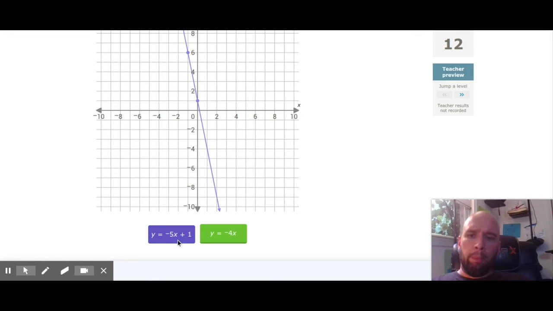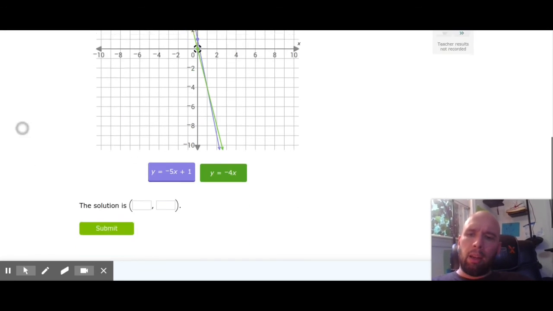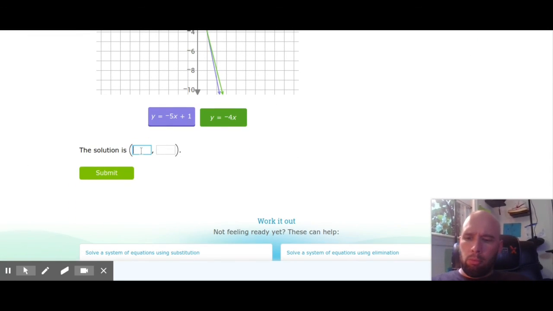there's my purple line. Y equals -4x means I have a y-intercept of 0. So I'm going to go to 0, put a dot there. My slope is -4, so up 1, 2, 3, 4 over 1, put a dot. And it looks like, it's not really easy to tell, but it looks like my lines cross right there. So I'm going to go with 1, -4 as my answer.